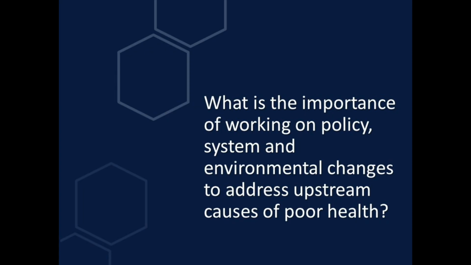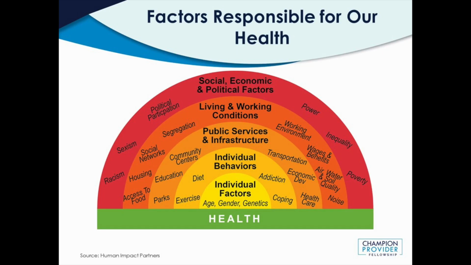Now, why is it important to work on policies, systems, and environmental change to address the upstream causes of poor health? There are many reasons. First, it is important to understand that there are broad social, economic, political, and environmental conditions that impact our health outcomes. This ranges from individual factors like age or genetics, what we eat or how much we exercise, to larger social, economic, and political drivers. All these factors impact our health simultaneously and at different scales and to different degrees.